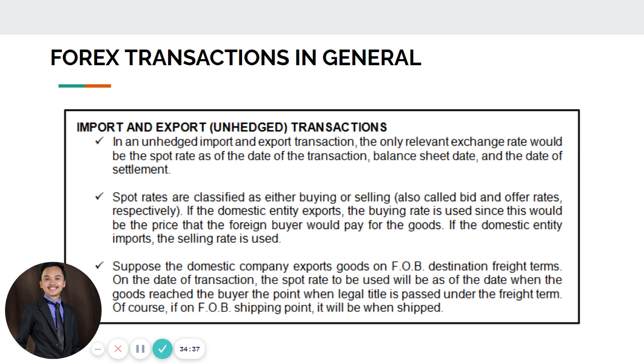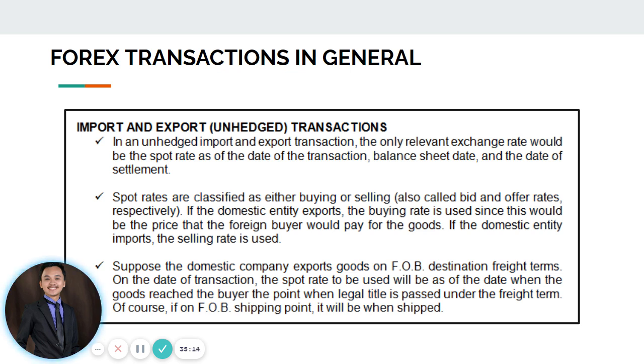Now, suppose the domestic company exports goods on FOB destination terms. On the date of transaction, the spot rate to be used will be as of the date when the goods reach the buyer, the point when legal title is passed under the free term. As we all know, there is only transfer of ownership at the point of destination for FOB destination. So if it's FOB destination, the spot rate will be as of the date when the goods reach the buyer.